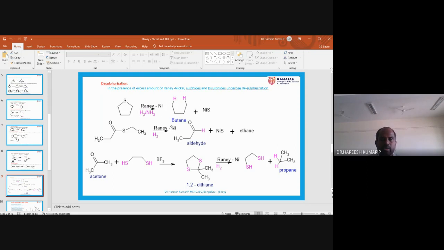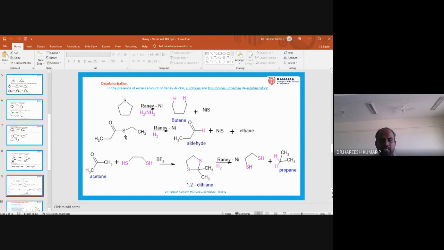That's what you need to remember. When a sulfide or disulfide is treated with hydrogenation in the presence of a catalyst, here one small thing you need to remember. This NH3 is not required. You can erase it. You need to remember that Ra-Ni nickel is the catalyst required for the desulfurization of sulfides and also desulfurization of disulfides. And what are the products obtained? Hydrocarbons are the product, and sulfur will go out as nickel sulfide.